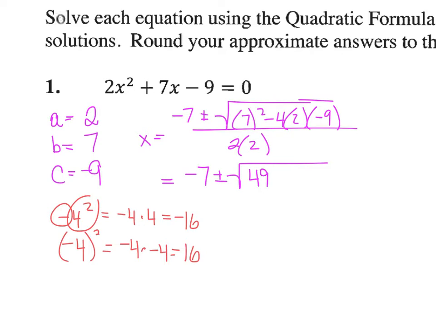Second thing I want to draw your attention to, another mistake kids make: I like to look at the minus signs and see how many I have, because many times kids do mess that up. They think it's negative when it should be positive, or positive when it should be negative. I see 2 minus signs, so I know my second number is going to be a plus. Plus what? Well, 4 times 2 is 8. 8 times 9 is 72. And then this is all going to be over 4.